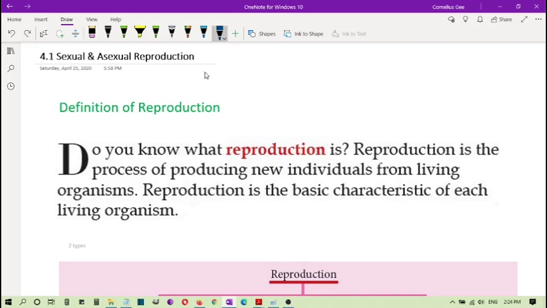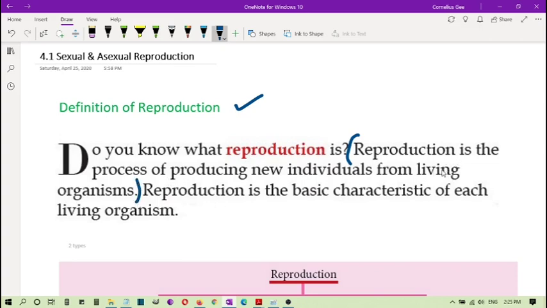Hello students, today we go to chapter 4, which is called Reproduction. In this section we are going to look at the types of reproduction, but before that let's look at the definition of reproduction. So according to your textbook, do you know what reproduction is? Reproduction is the process of producing new individuals from living organisms.